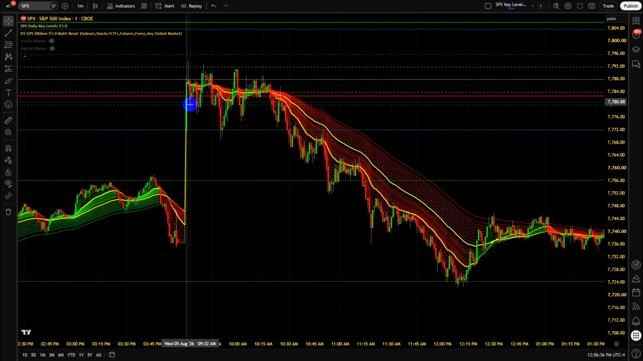Now here again, gap up. Eventually, starting around 10:30 or so, we're getting a very sharp reversal down. This was about 60 to 65 points here.